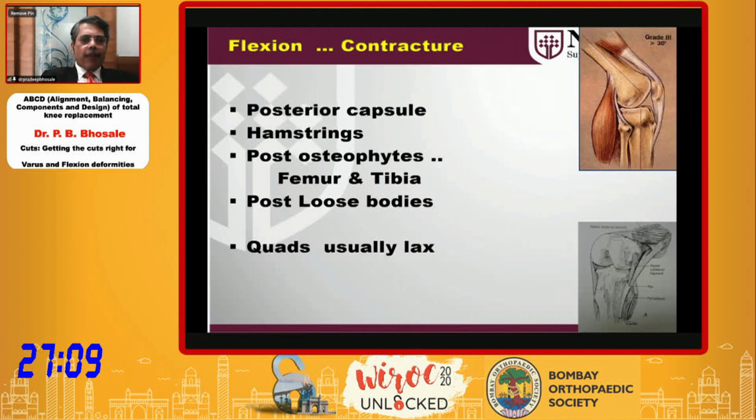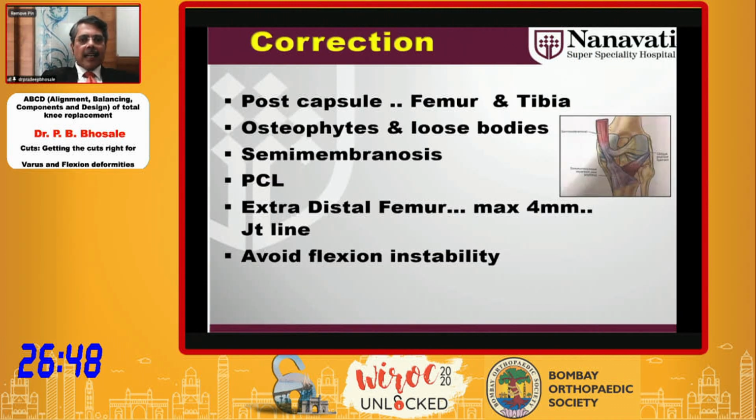Coming to flexion deformity, as you know, these are the tight structures: posterior capsule, hamstring, posterior osteophytes, femur, tibia, loose bodies. Quadriceps is lax whenever there's a flexion deformity. So don't worry about releasing the quadriceps. It is always lax in flexion deformity. So for correction, you start with the posterior capsule, circumferentially femur and tibia, remove all the osteophytes, loose bodies, semimembranosus, PCL. I'm a PCL substituting person, so I prefer that.